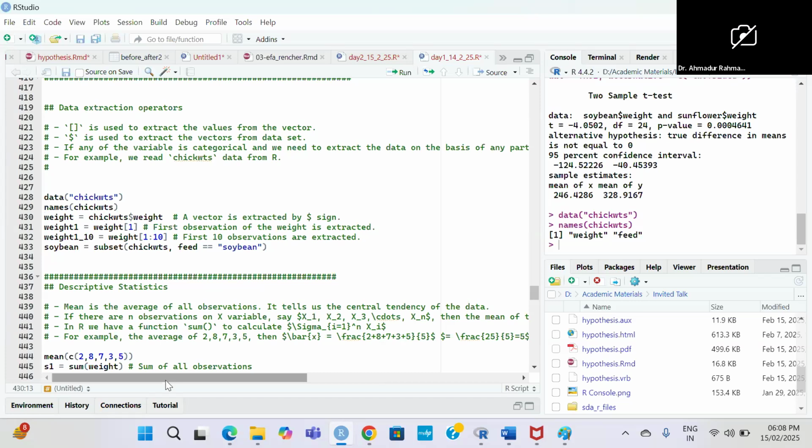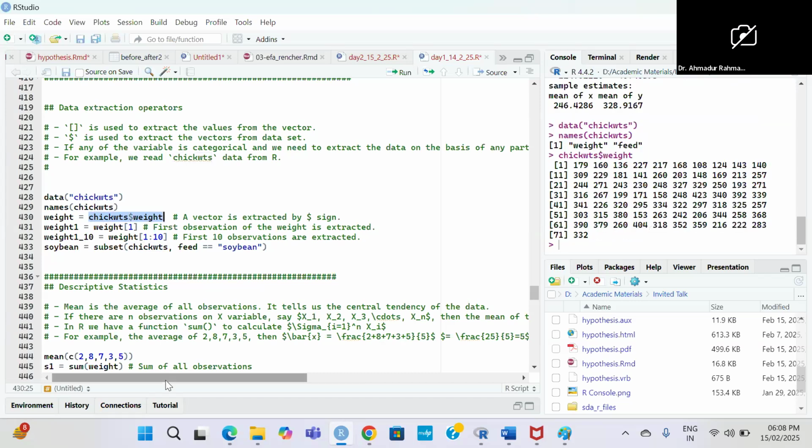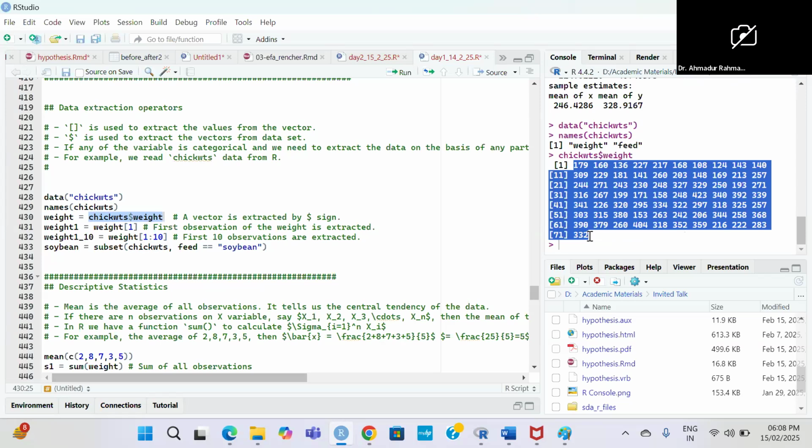First we read chick weights dollar weights. So what does it give? It gives us the values of all. There are 71 observations and all of them are here.